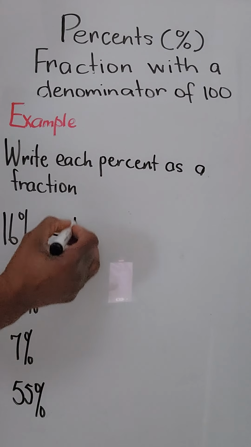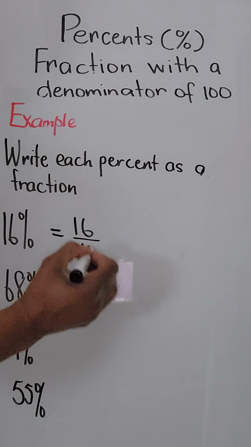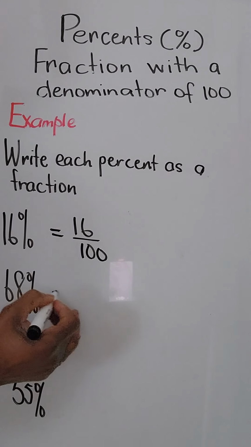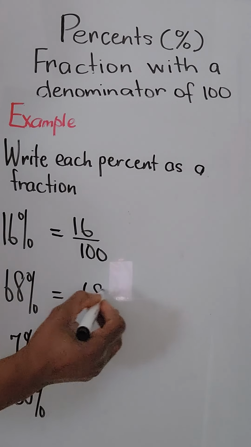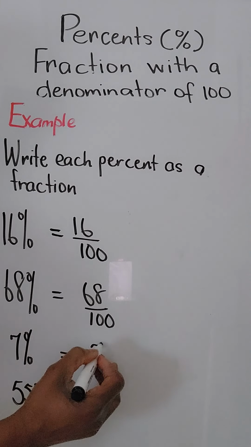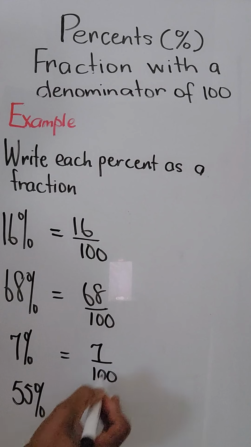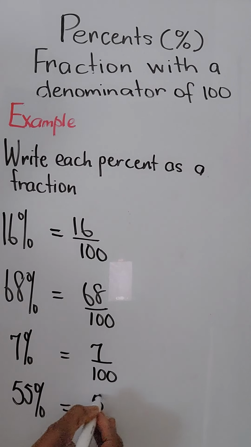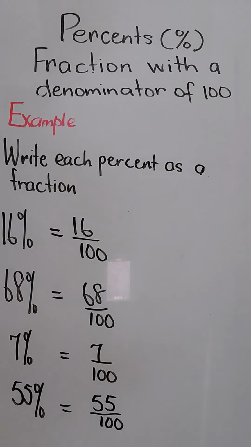16%, 16 over 100. 68%, 68 over 100. 7%, 7 over 100. 55%, 55 over 100. 16 over 100, 68 over 100, 7 over 100, and 55 over 100 are all fractions.